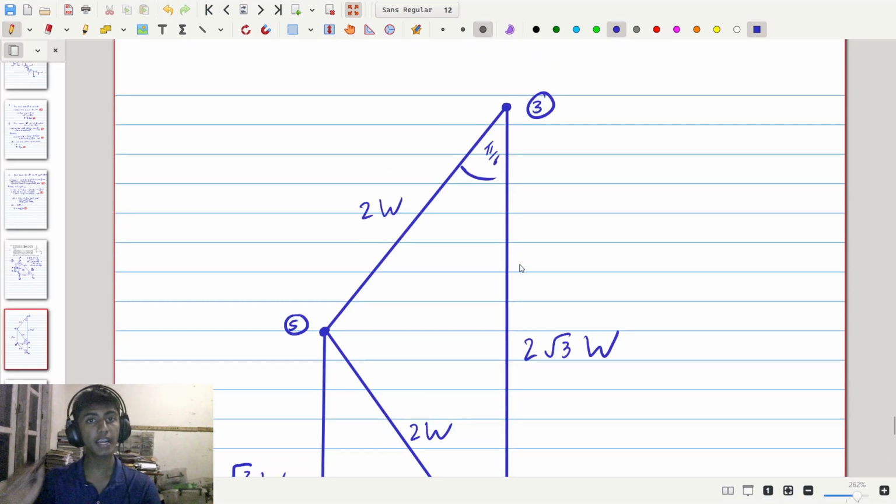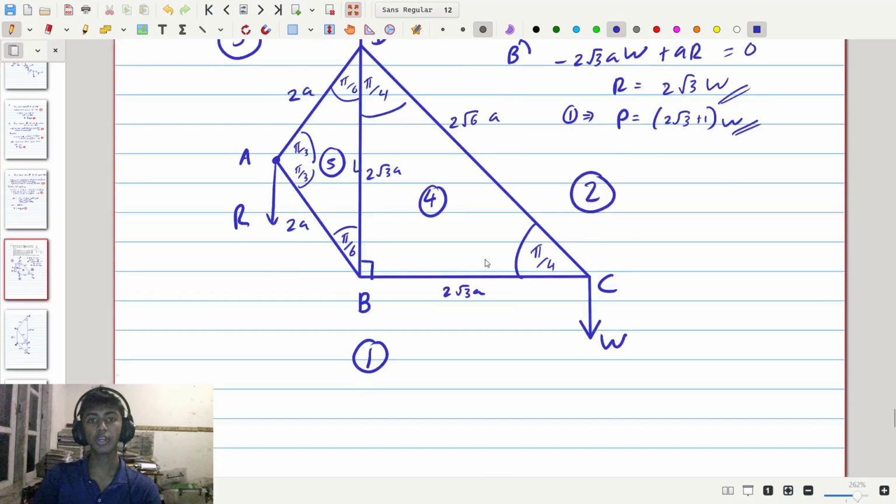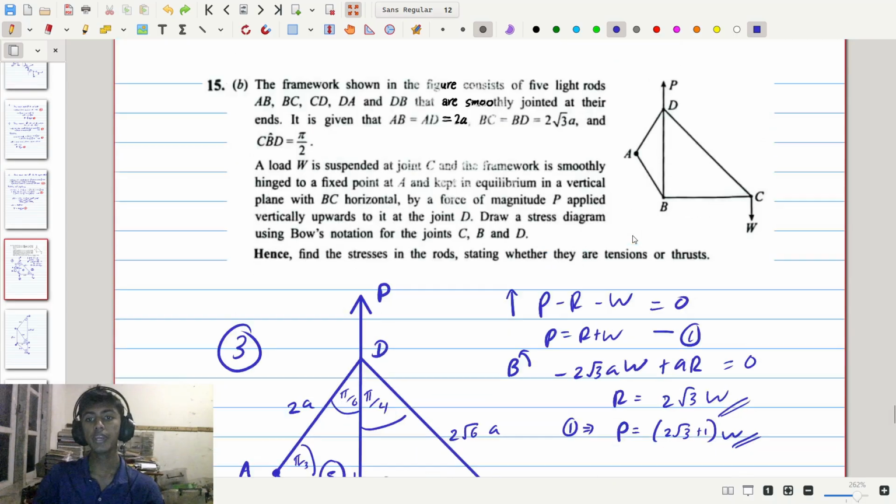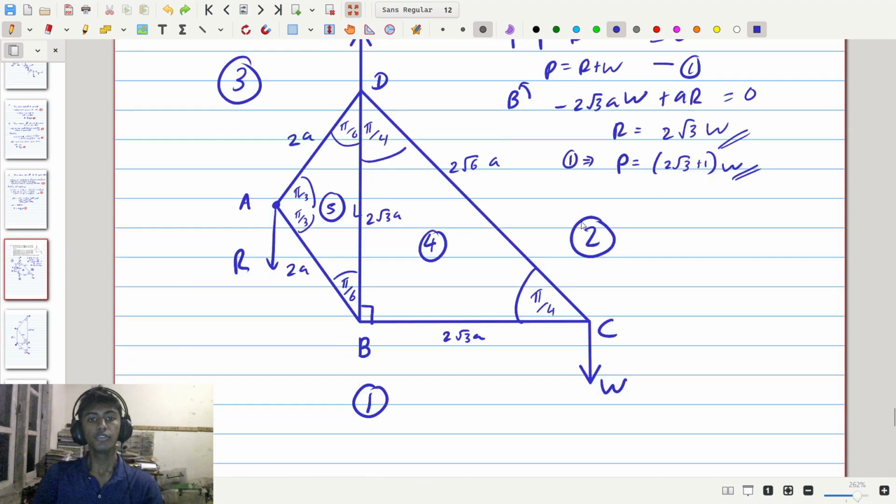So now finally, we can answer the last question, which is to find the stresses in the rods, stating whether they are tensions or thrusts. Now considering that, what we need to do is to find the regions corresponding to each of these rods, and by using that, we can find the corresponding forces. So considering the regions here, we can write AB rod, BC rod, BD rod, CD rod, and AD rod.